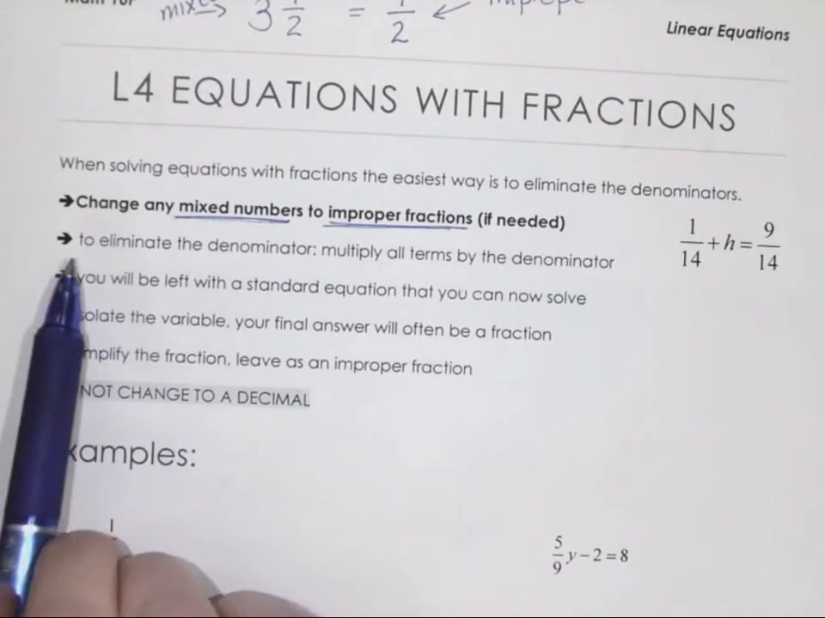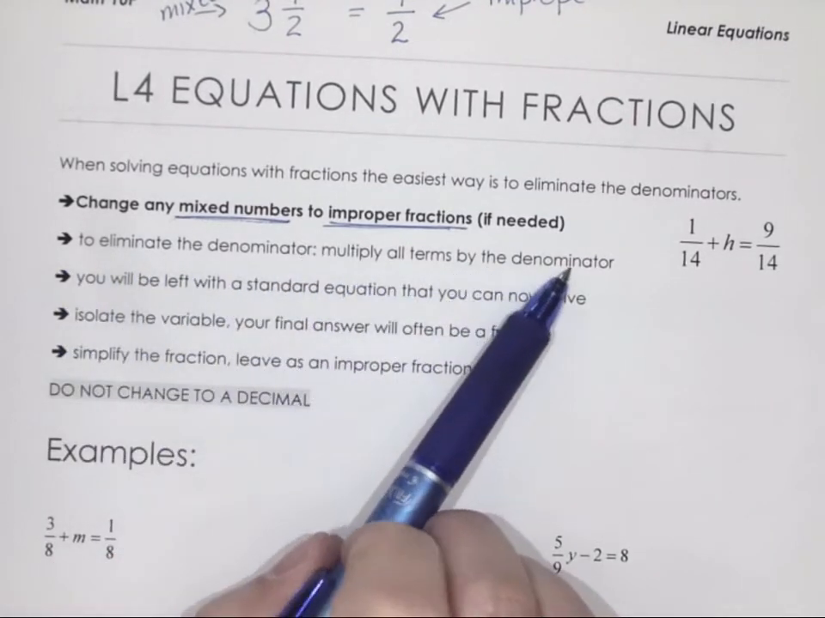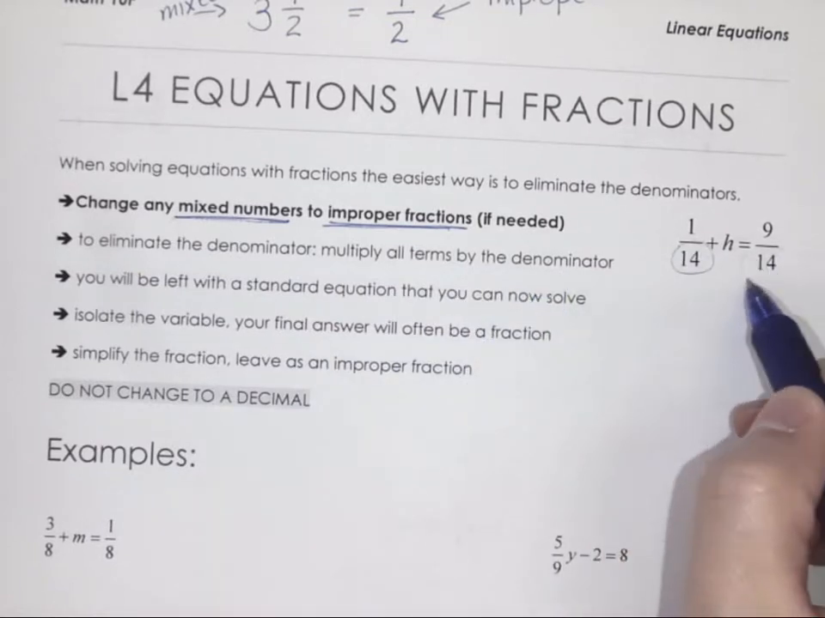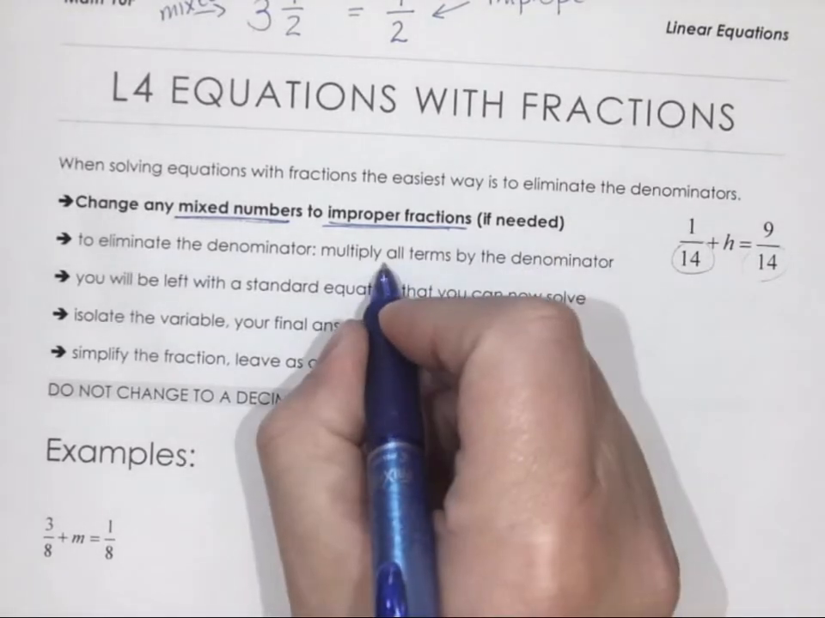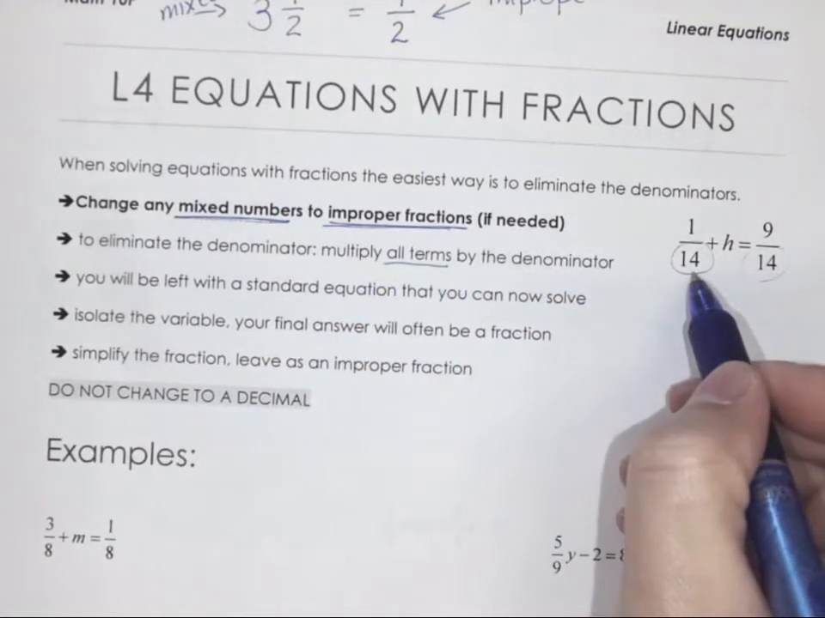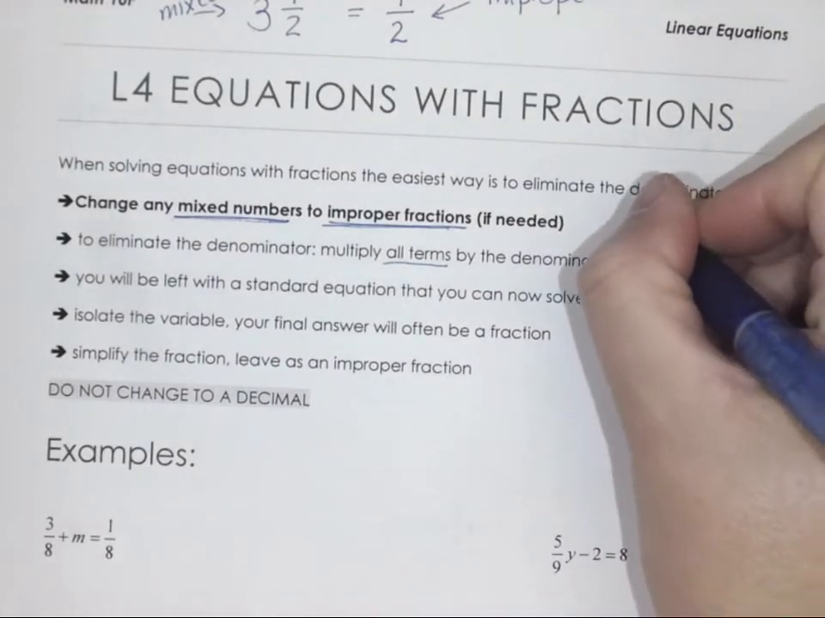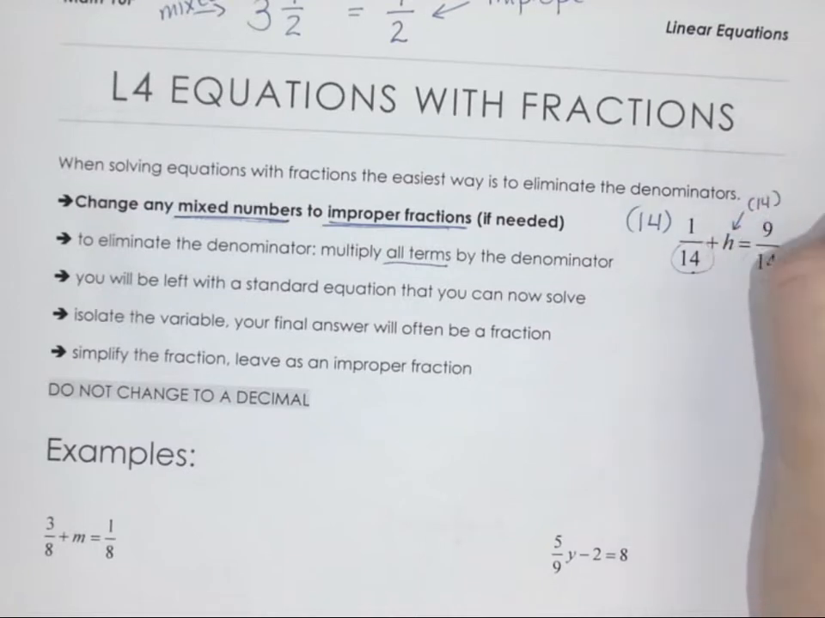Okay. So to eliminate the denominator, multiply all terms by the denominator. Now in this case, the denominator is the same, 14 and 14. Both of those are nice and easy. So we multiply all terms by whatever the denominator is. So in this case, it's 14. So times this one by 14, times the h by 14, and times the 9 over 14.